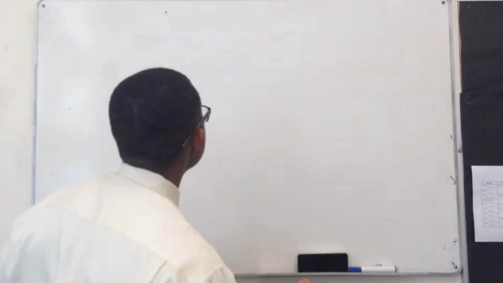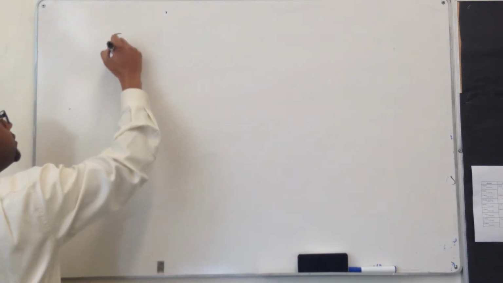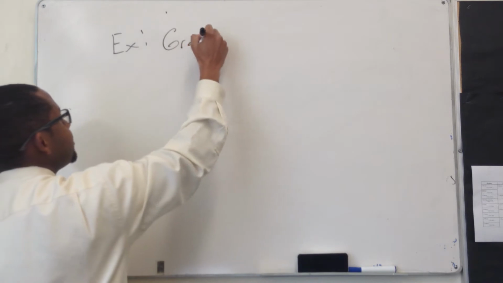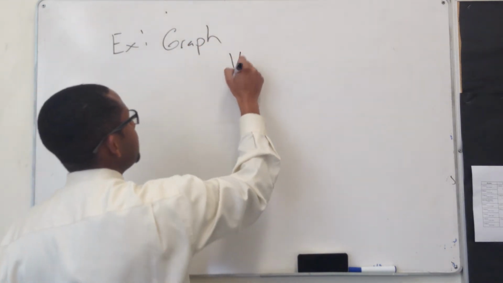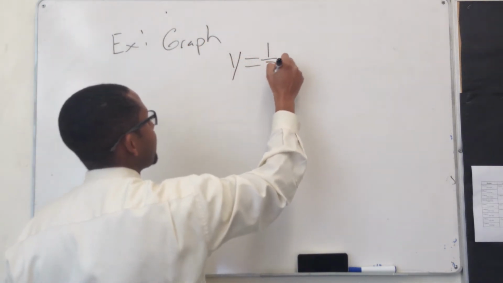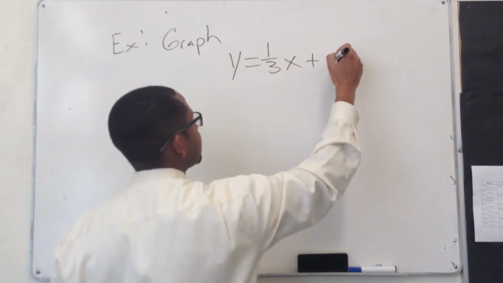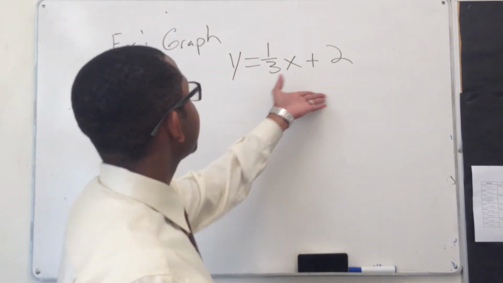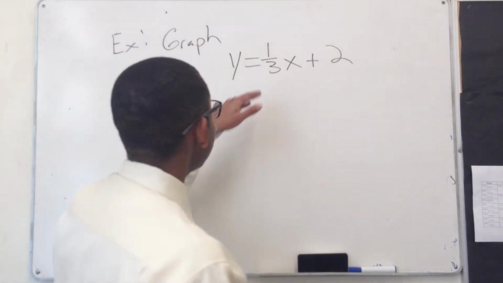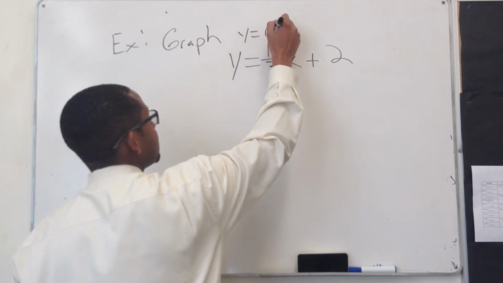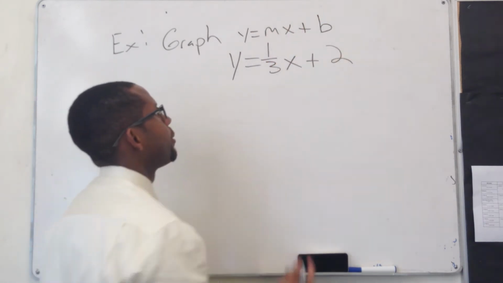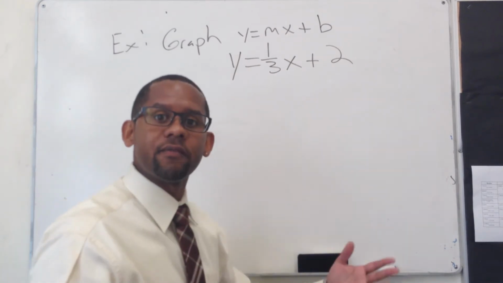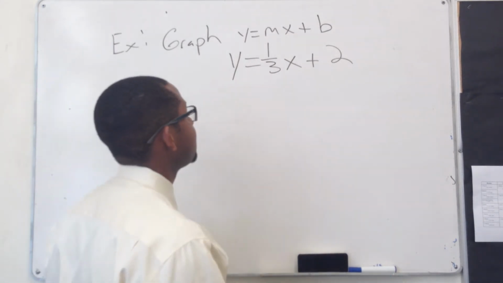Alright, so let's take this example. Let's say it says graph y equals 1/3 x plus 2. Okay? First thing I'm recognizing is this is in that y equals mx plus b form already. This is in the proper form. So first thing you're going to do is identify what is the slope of this line and what's the y-intercept.